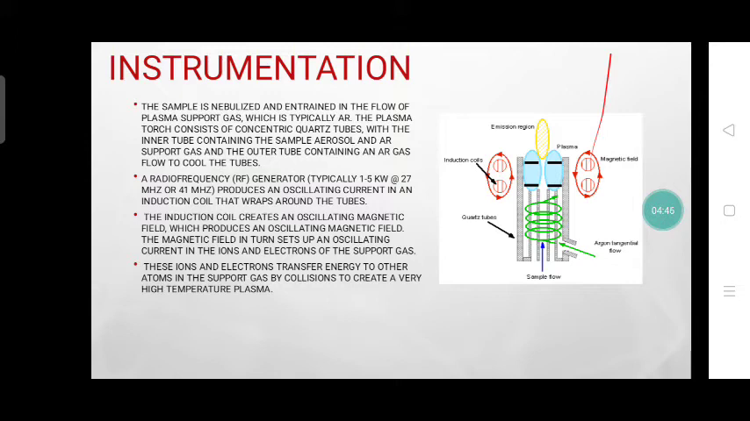A radio frequency generator produces an oscillating current in an induction coil that wraps around the tubes. The induction coil creates an oscillating magnetic field. The magnetic field in turn sets up an oscillating current in the ions and electrons of the support gas, that is argon gas. These ions and electrons transfer energy to other atoms in the support gas by collision to create a very high temperature plasma.